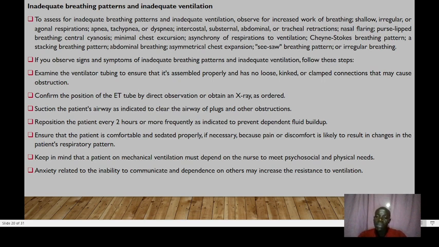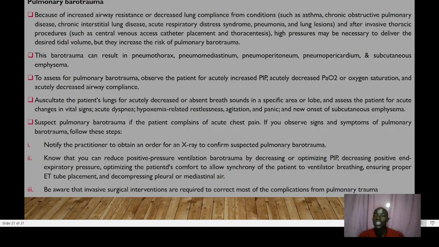Anxiety related to the ability to communicate and dependence on others may increase resistance to ventilation. So you have to talk to the patient so that they are aware of this. And it should feel normal for them so that they can at least cooperate and get the best out of the vent.